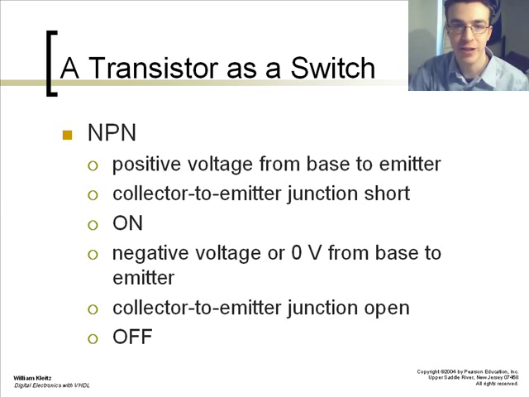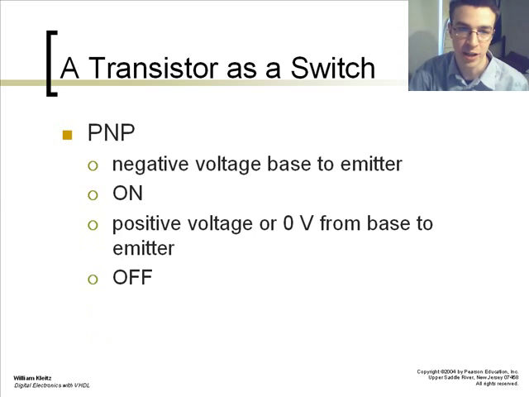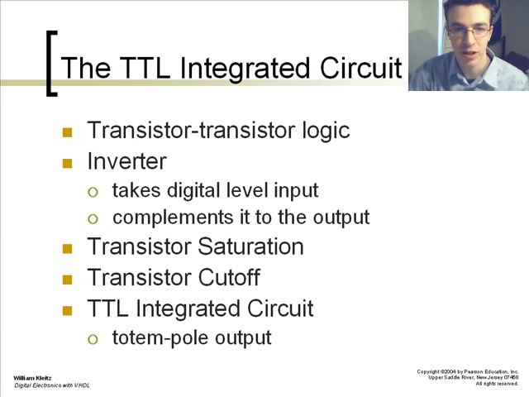As you remember, a transistor has 3 pins: collector, emitter, and base. And an NPN also, negative voltage or 0 volts from base to emitter, and the collector to emitter junction is open, meaning the transistor is off. The PNP, on the other hand, is the opposite, with a negative voltage base to emitter meaning the transistor is on, and a positive voltage or 0 volts from base to emitter is off.